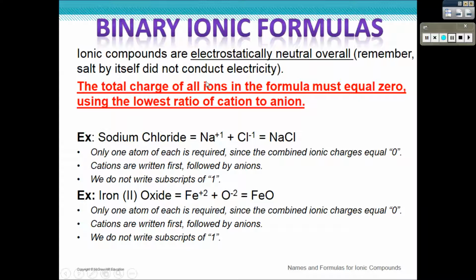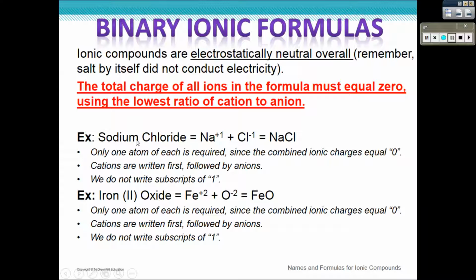But anyway, for naming, we have to make sure that the charges will all add up to 0. The total charge of all ions in the formula must equal 0. And also you want to have the lowest ratio of cation to anion. So that means you can reduce, kind of like what you would do with fractions in math class. So let's look at 2 examples.